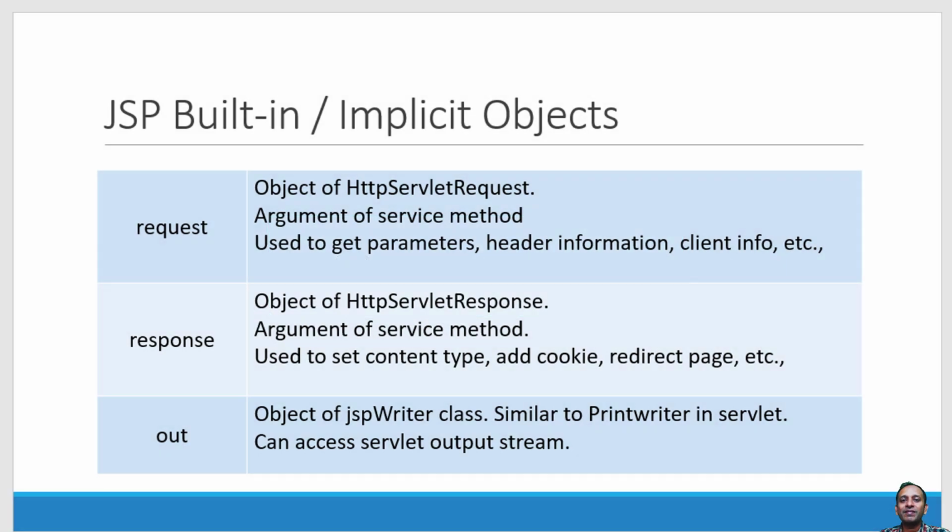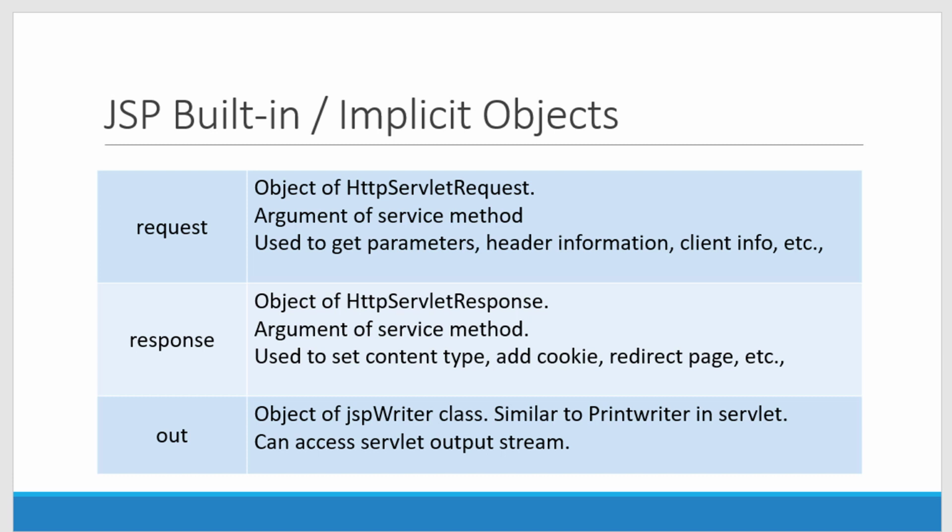Hi, let us have a quick understanding on JSP built-in or implicit objects. Every JSP, when it is getting converted into a servlet, is going to provide a few built-in or implicit objects which I can use directly within the scriptlet of a JSP. Very frequently used built-in objects are request, response, out, and a few more. Let us see in detail about a few of the implicit objects.